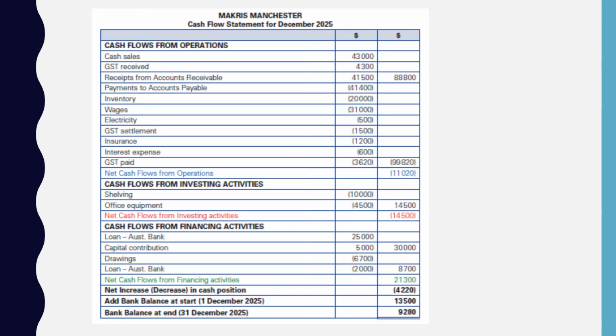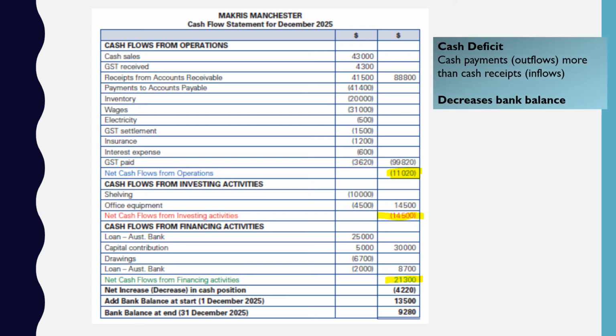In our previous step, we would have calculated the subtotals from each category. So we now have the net cash flows from operations, net cash flows from investing activities, and net cash flows from financing activities. Now, if we take note of the net cash flows from operations, it is a negative amount written in brackets. This means that here we have a cash deficit where there were more cash payments than cash receipts. In other words, this will decrease the bank balance.